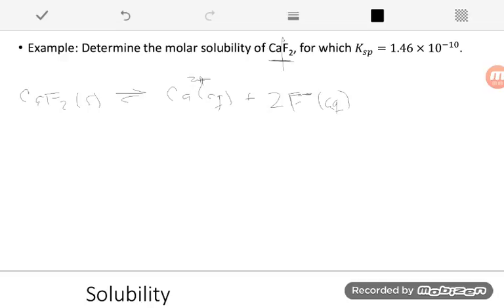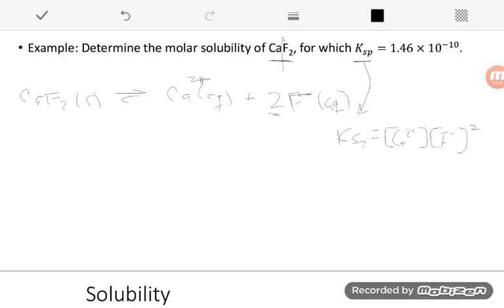So after we write the reaction, the next thing we want to always do is write the expression for the Ksp. So this is just the equilibrium constant, so we're going to do products over reactants. So I'll have calcium, and then my fluoride, but because there are two of the fluorides, I'm going to put my 2 up there. So I'm going to write my reaction, I'm going to write my Ksp expression. Now I need to figure out which piece I'm solving for. I have Ksp, so I have the number that I can plug in here.